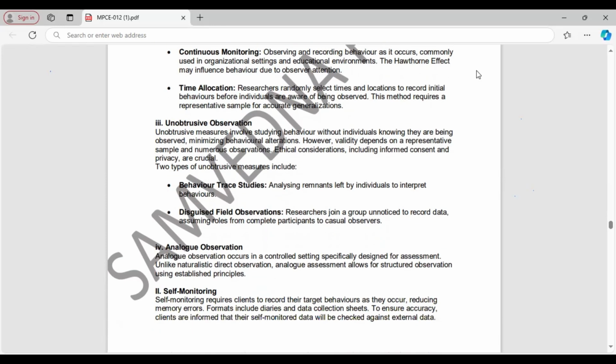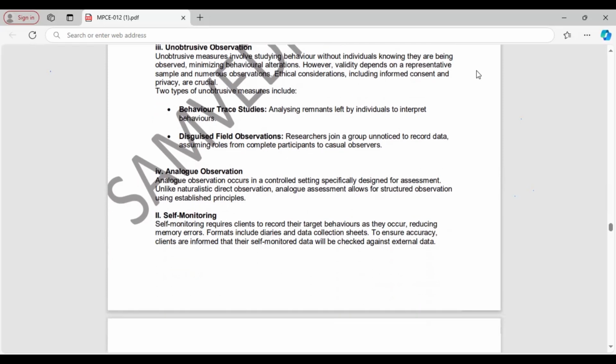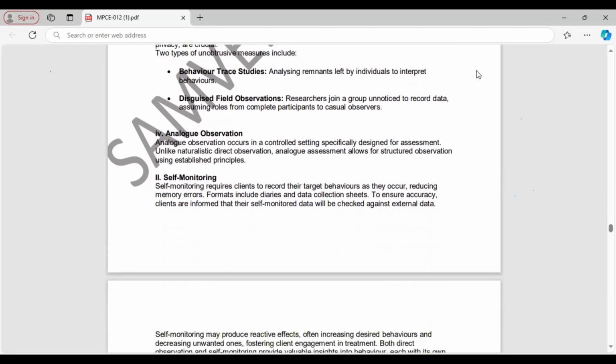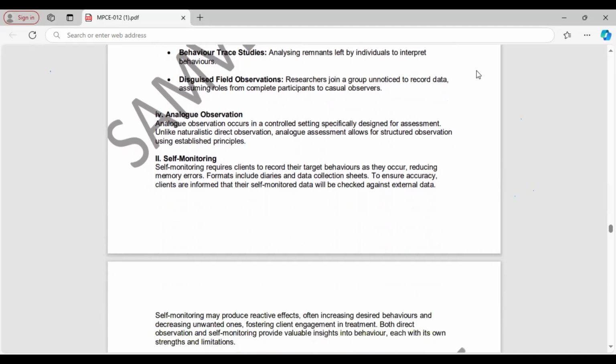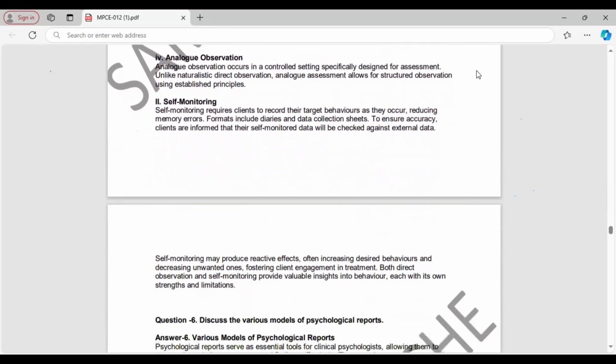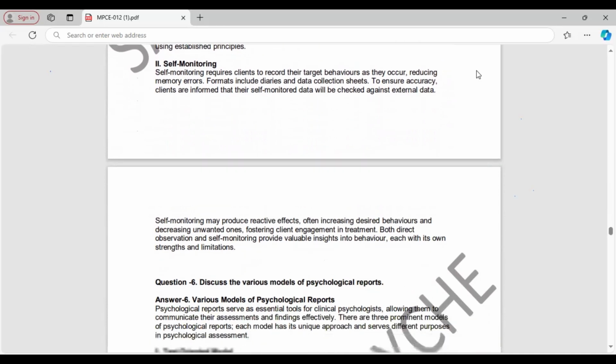Analog observation is conducted in controlled settings and allows for structured assessment, and differs from naturalistic methods. Self-monitoring involves clients recording their behaviors using formats like diaries to reduce memory errors. Clients are informed that their data will be cross-checked for accuracy. This technique can encourage desired behaviors and enhance treatment engagement. Together, direct observation and self-monitoring offer valuable insight into behavior, each with unique strengths and limitations.